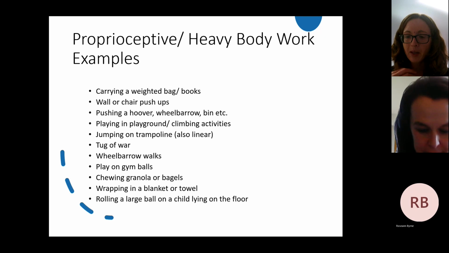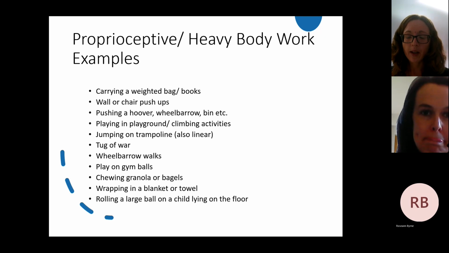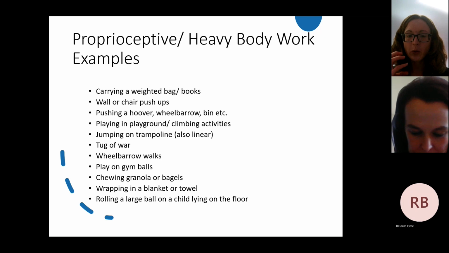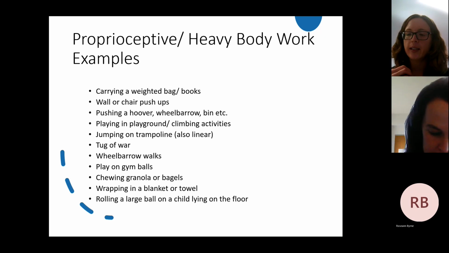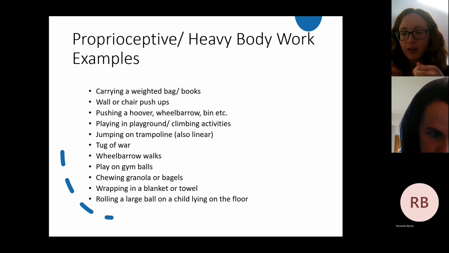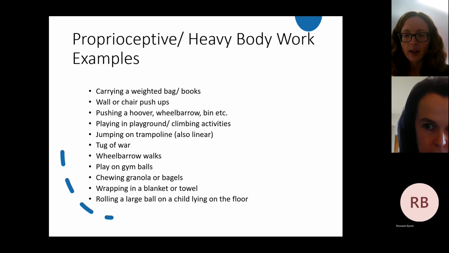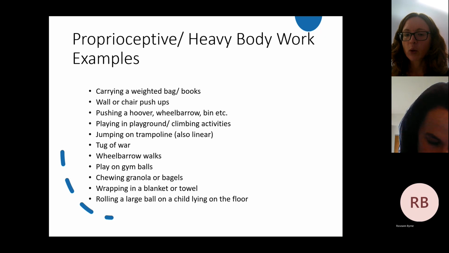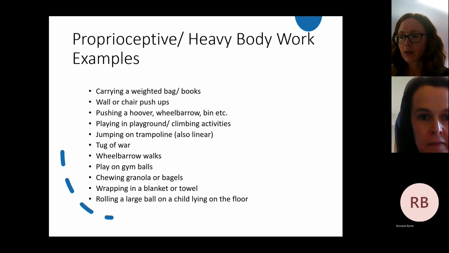Also, the power tool of proprioception can be used in the mouth. So when we talk about using really crunchy or chewy foods like granola, bagels, rice cakes, dry fruit, they can really engage the jaw and be very powerful. For younger kids, things like wrapping them in a blanket or a towel and giving them that tight cocoon, or even in a big cuddly beanbag and giving them a squeeze in it, can be very, very powerful. Rolling the large ball over your child when they're on the floor back and forth can also be very, very powerful as well as a calming activity.